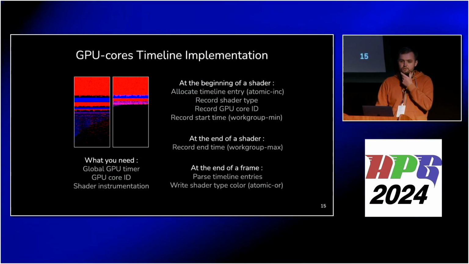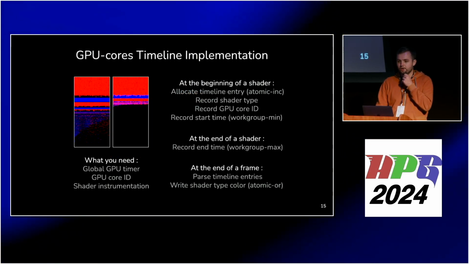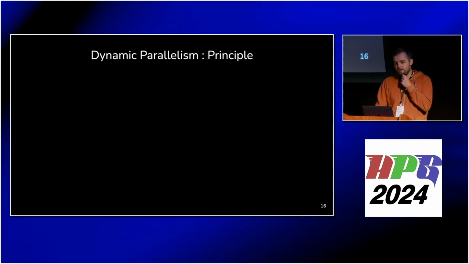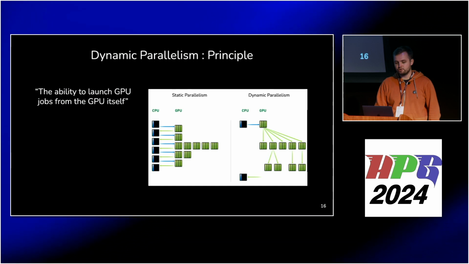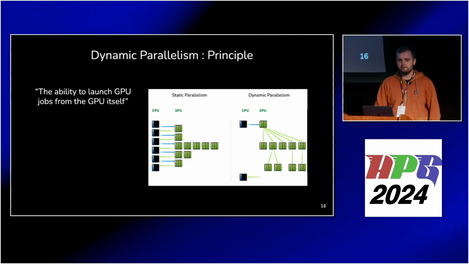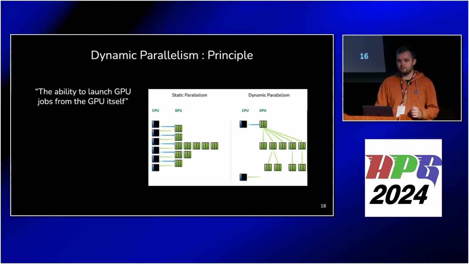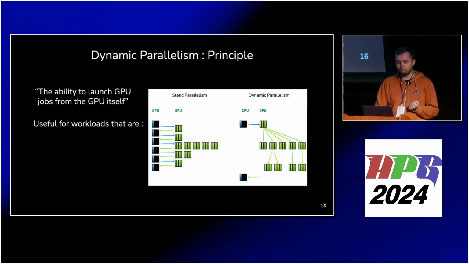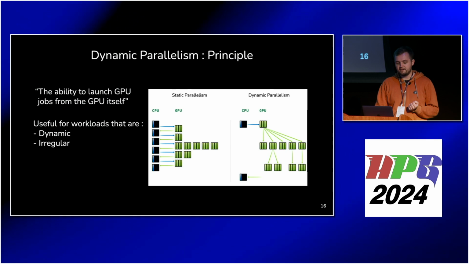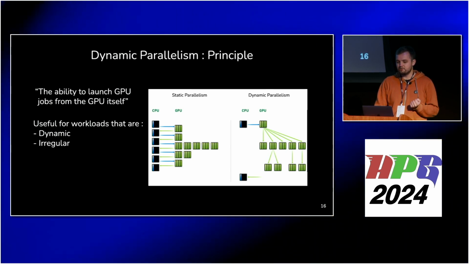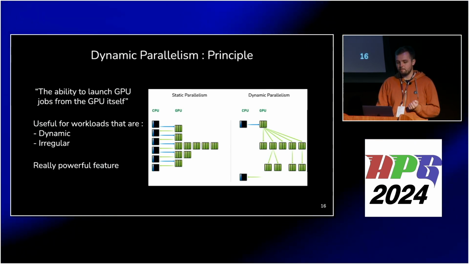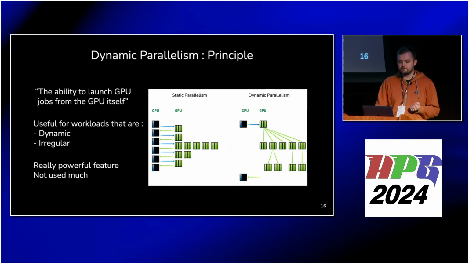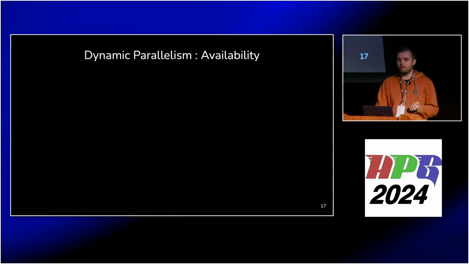And so now that we know that our issue is one of starvation, how are we going to solve it? We propose to use dynamic parallelism. Dynamic parallelism is the ability to launch GPU jobs from the GPU itself, something that normally only the CPU can do. So it is particularly useful for workloads that are both dynamic and irregular. As you can imagine, it's quite a powerful feature, but it hasn't really been used much in the graphics community. Perhaps one of the reasons for that is its poor availability.